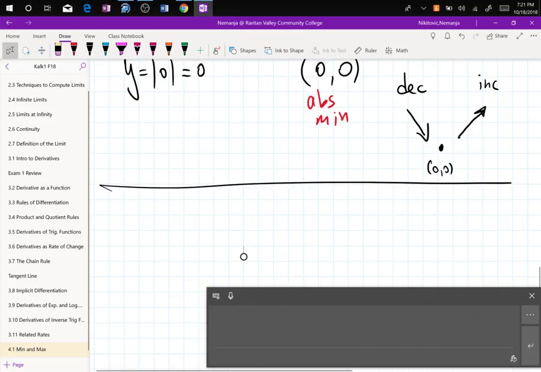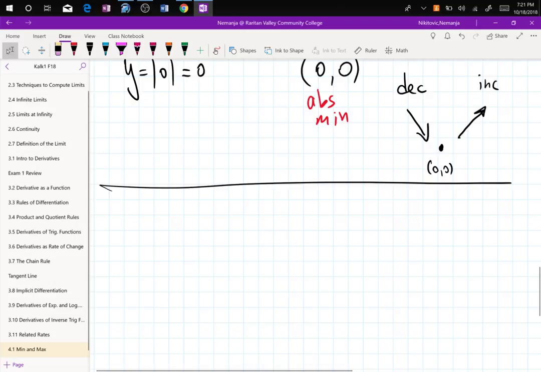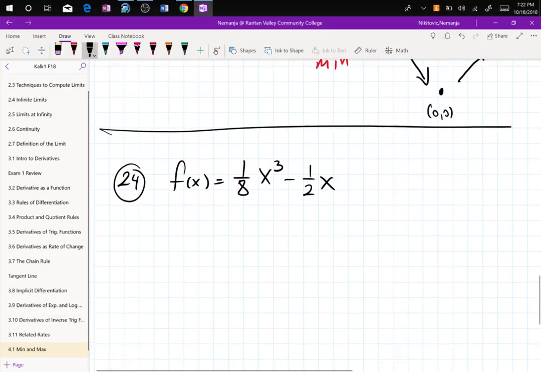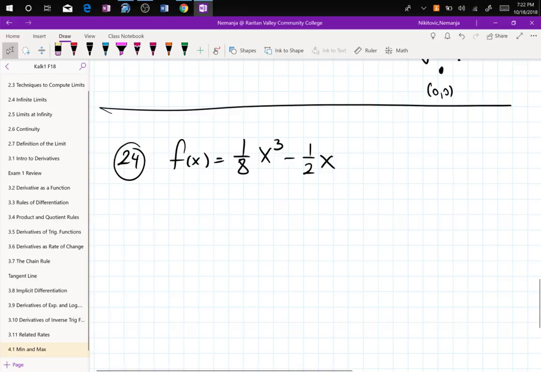All right, so let's go with the problem. Maybe let's have a warm-up problem first. So let's go with 24. Your f of x is given as 1 over 8 x cubed minus 1/2 x. Take the derivative, set it equal to 0, figure out the values, and then let me know.